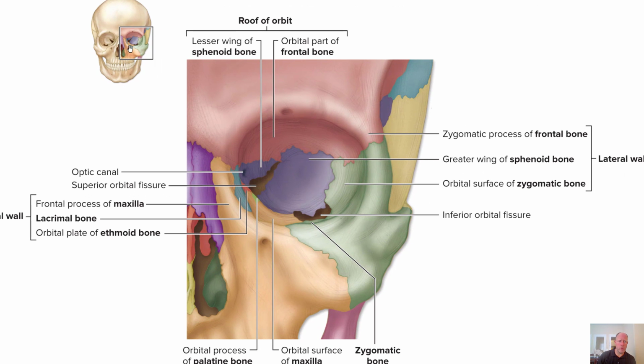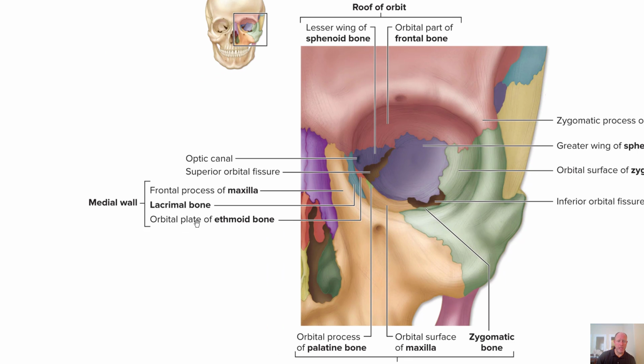Here's the orbit here. The roof of the orbit has the lesser wing of the sphenoid bone and the orbital part of the frontal bone. This all being the frontal bone here, and the sphenoid is back in here. And the zygomatic process of the frontal bone, whereas this is a zygomatic bone, the green one. The greater wing of the sphenoid bone is here, the orbital surface of the zygomatic bone, and this is just pointing to the zygomatic bone as a whole. The inferior orbital fissure is here, the superior orbital fissure here.